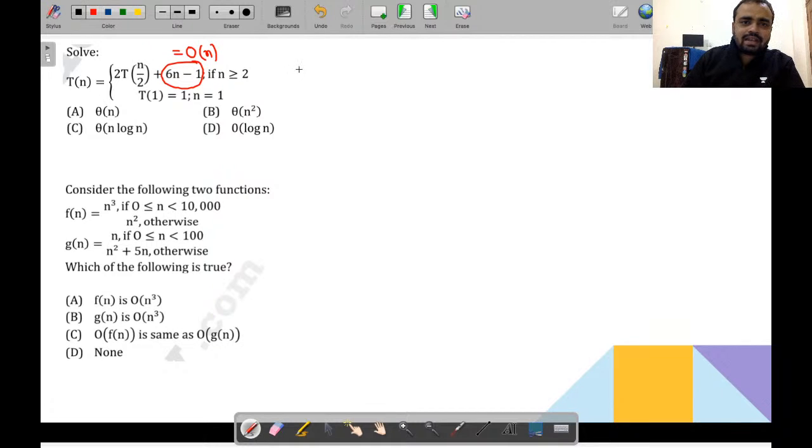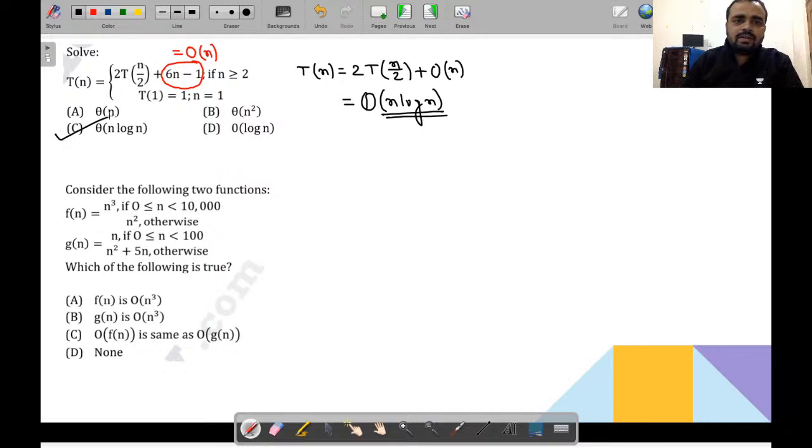So how can you write the recurrence relation? You can write the recurrence relation like T of n is equal to 2T of n/2 plus order of n. So you know about this. Once you apply the master theorem, it will become theta, or you can write the big O notation, of n log n. So the right answer will become C.